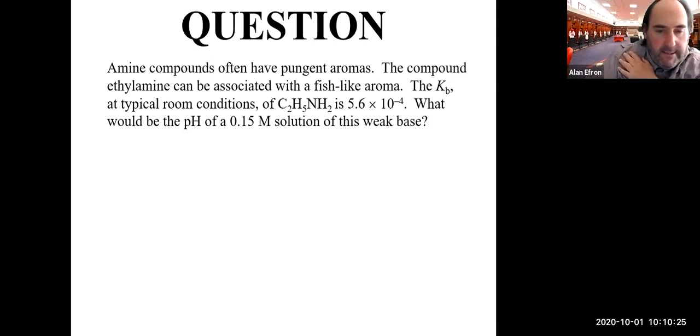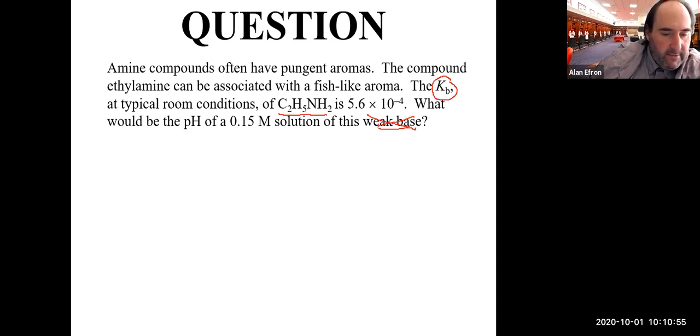Okay, so let's take a look and see how we're doing. Remember that you want to look at the problem and think about what's given to you. Right off the bat, even if it didn't tell me this was a weak base, I would know it's a weak base because I see a Kb value, which indicates that this is going to be a weak base. Like I said, these are important things to think about because they won't always tell you it's a weak base in the actual problem.